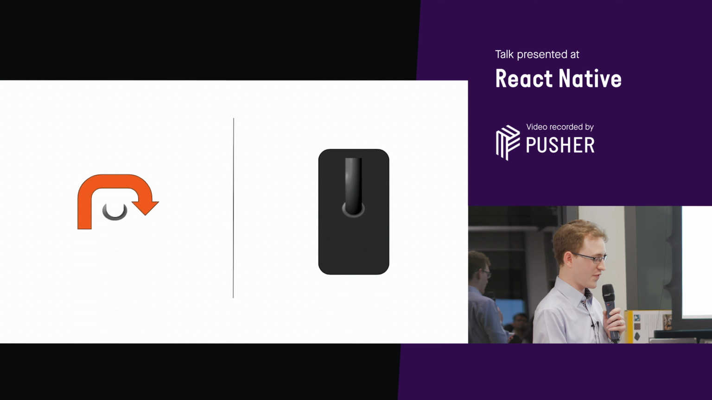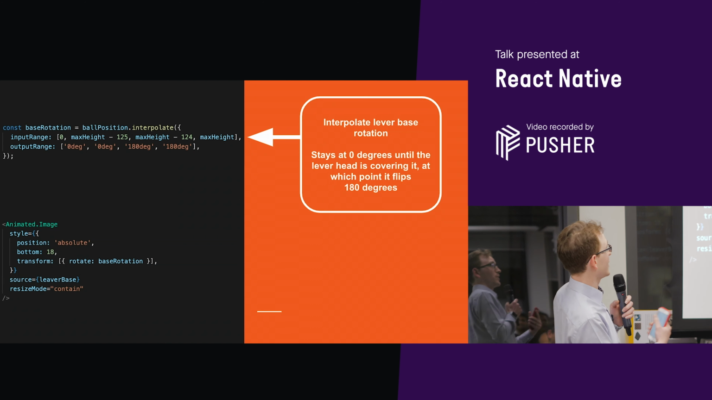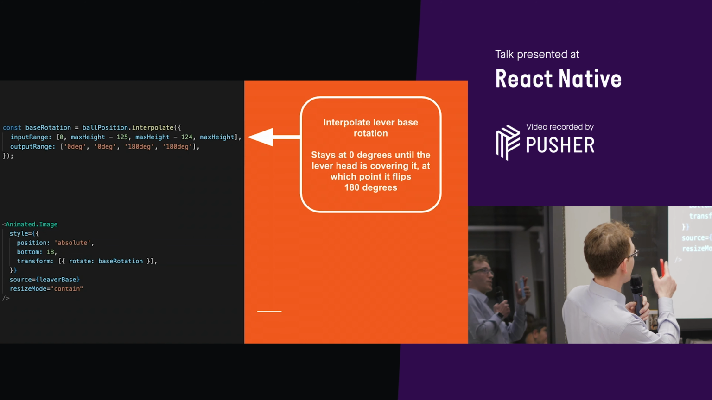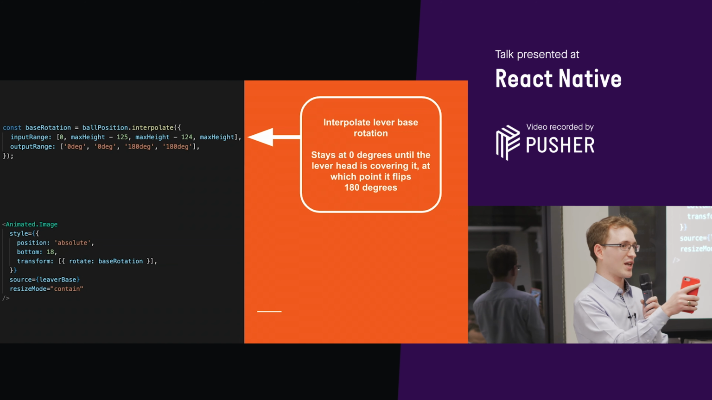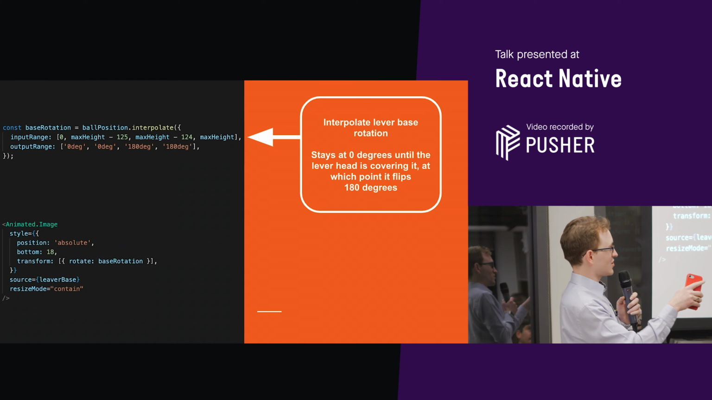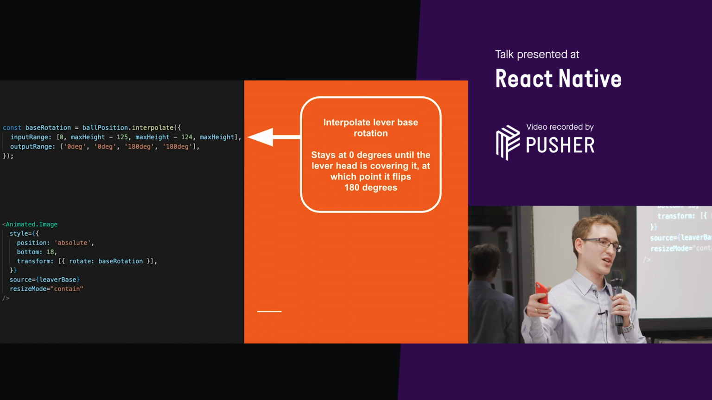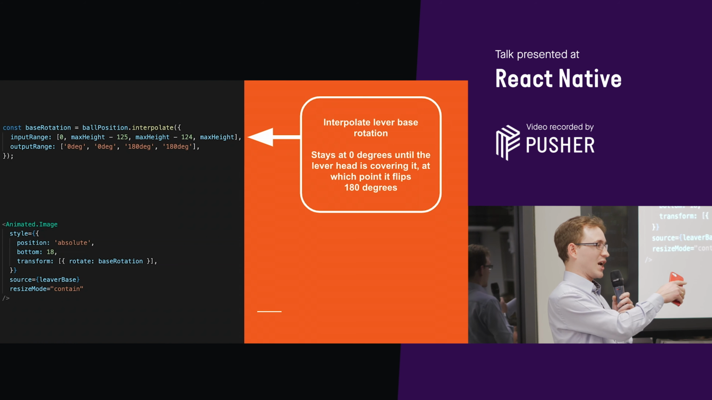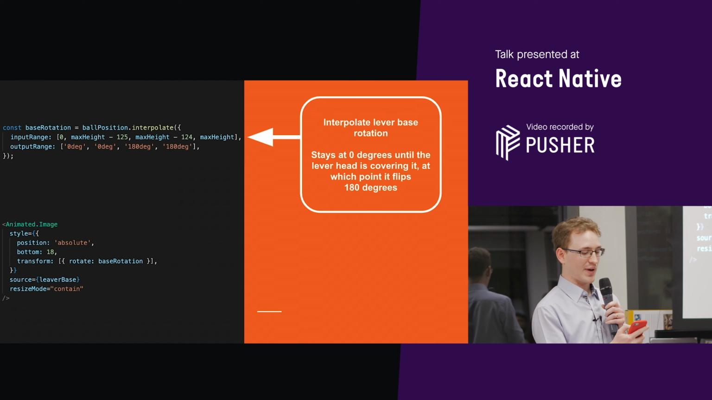But it's a slightly more interesting interpolation because we want it to be very sudden. We don't want it to be a smooth translation. So in this case, my interpolation here, I'm saying I want you to go from 0 degrees to 0 degrees for the first half of the animation, and then suddenly flip to 180 degrees and stay at 180 degrees until the end of the animation, and again vice versa as the animated value comes back up again. So we get that sudden flip at the halfway point.